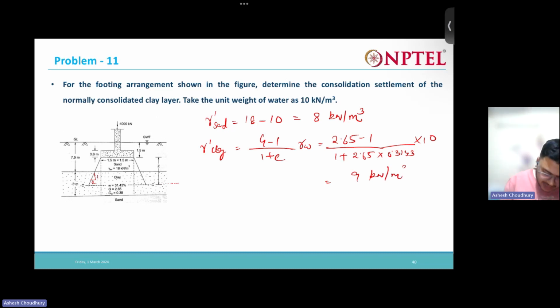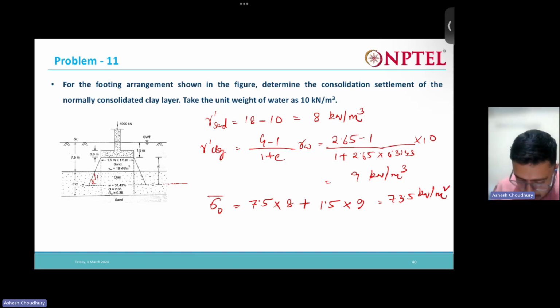Alright. Now what is the effective stress at the center, the mid of this clay layer? At C, the mid of the clay layer, what is the effective stress? Please find out. Effective stress will be 7.5 into 8 plus 1.5 into 9. This is the effective stress.